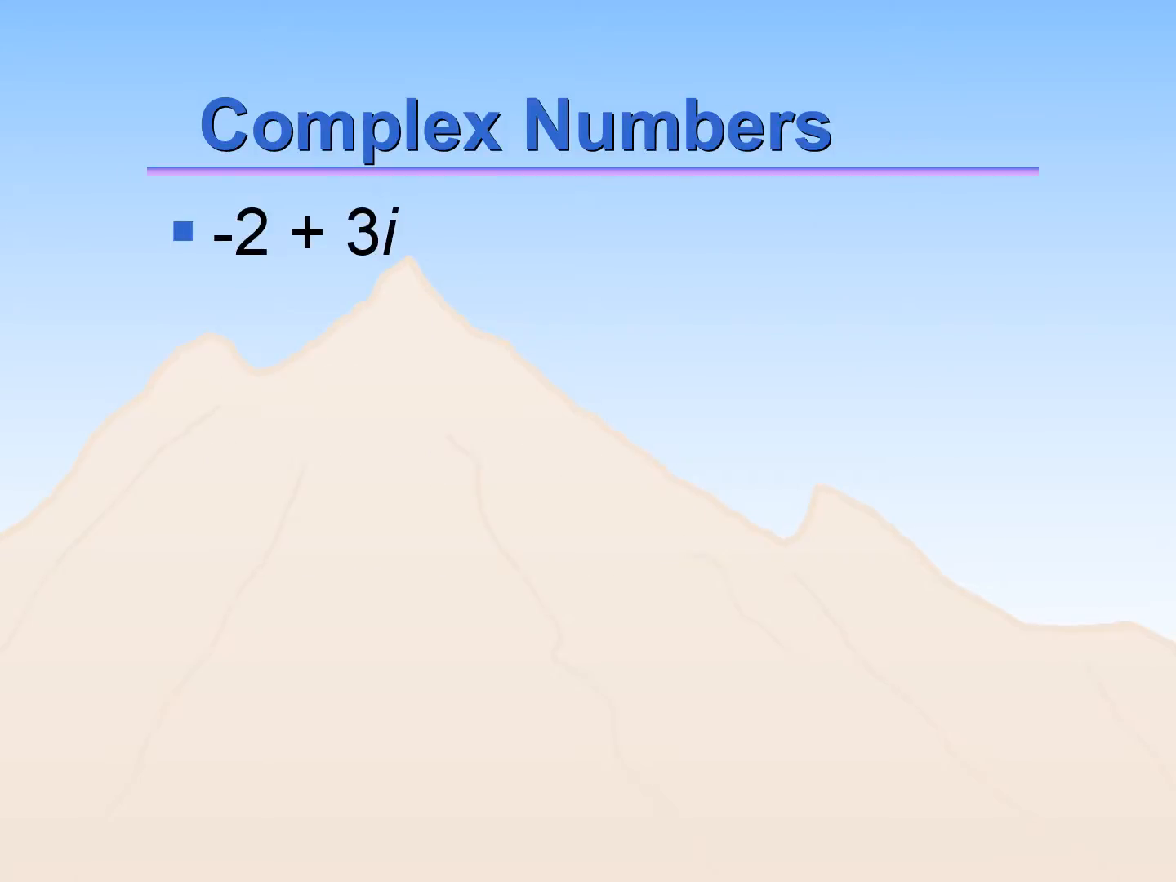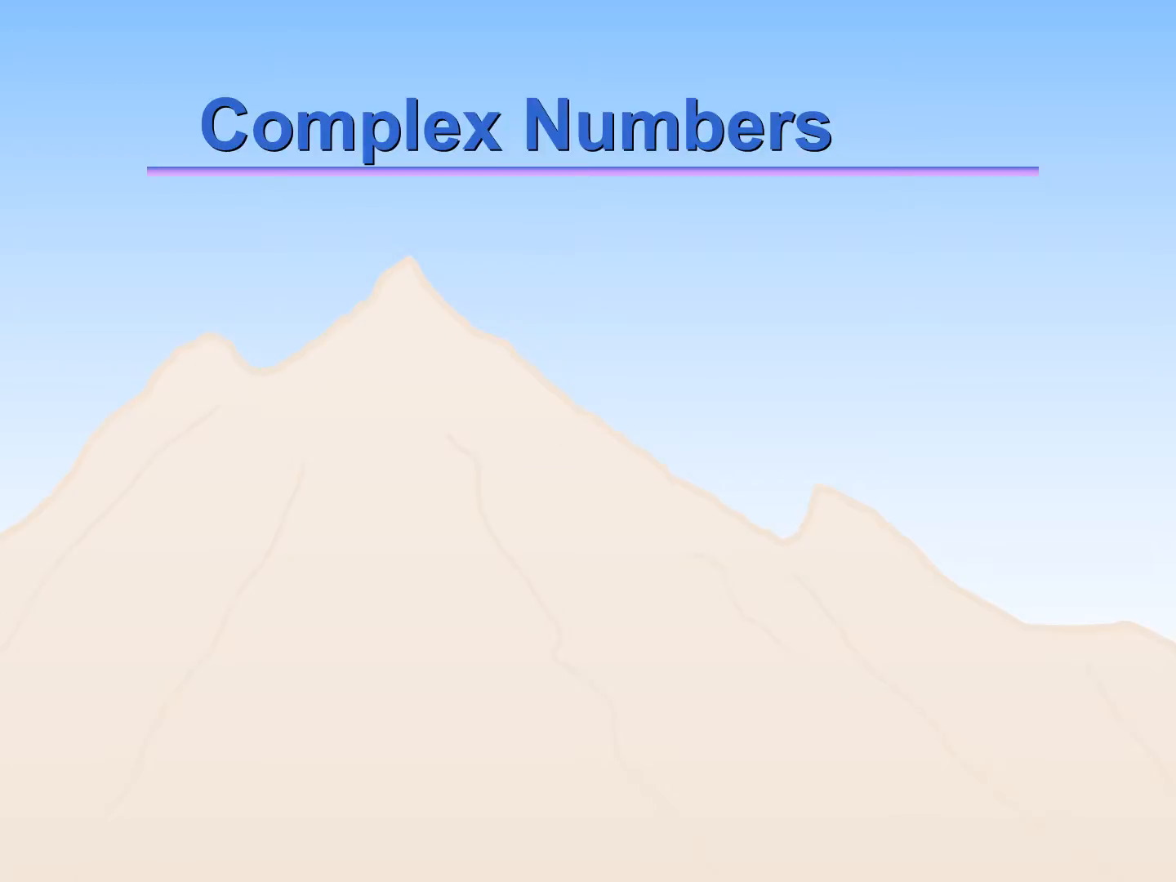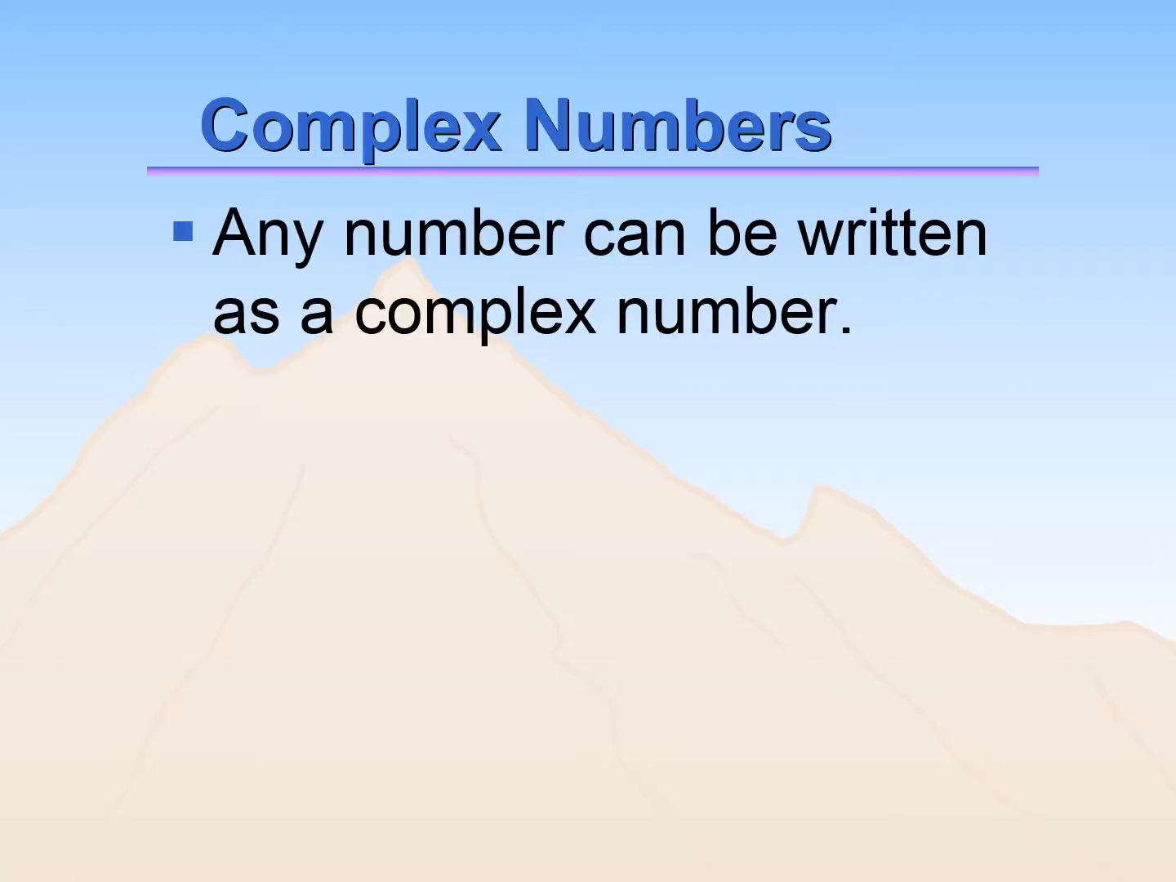So for example, we have -2 plus 3i. This is in standard form, where -2 is the real part of the complex number and 3i is the imaginary part of the complex number. Any number can be written as a complex number. For example, the number 3 is actually 3 plus 0i, because 0 times i is just 0, so you still have 3 plus 0, which is still 3.